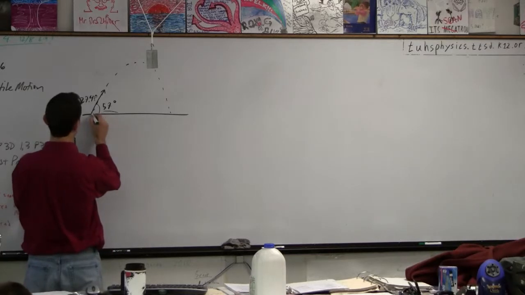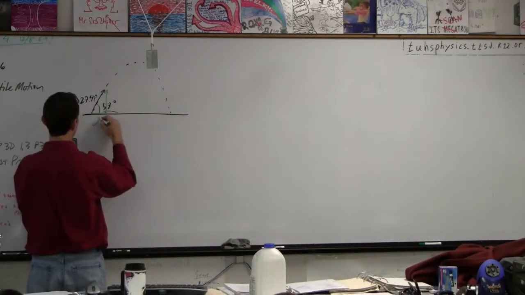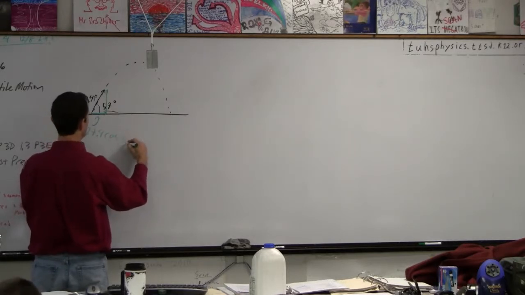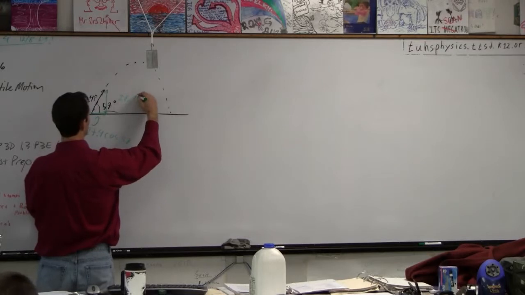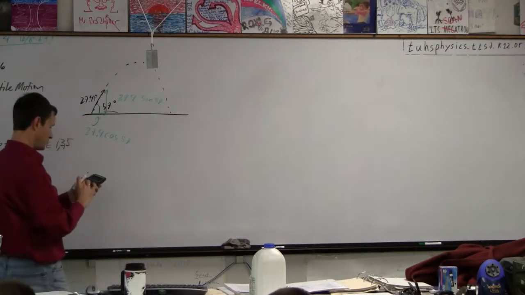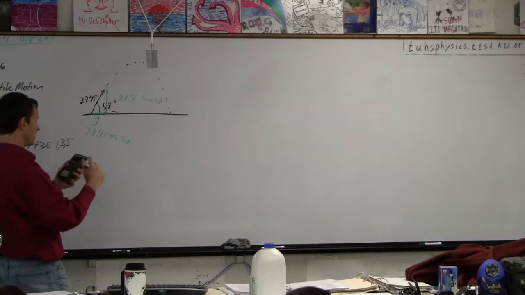All right, so this component here and this component here. This one here is 27.4 cos 57. This is 27.4 sine 57. Which one's going to be bigger? The sine. Sine will be bigger. Better be bigger. We'll just check that.